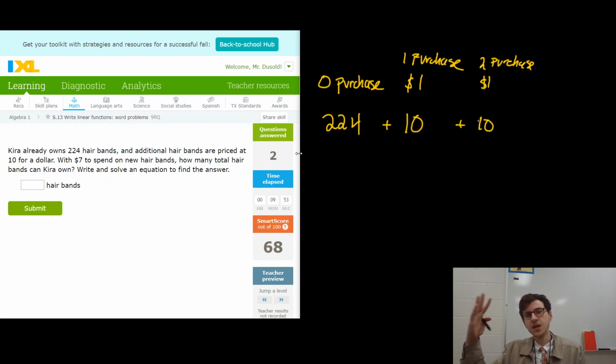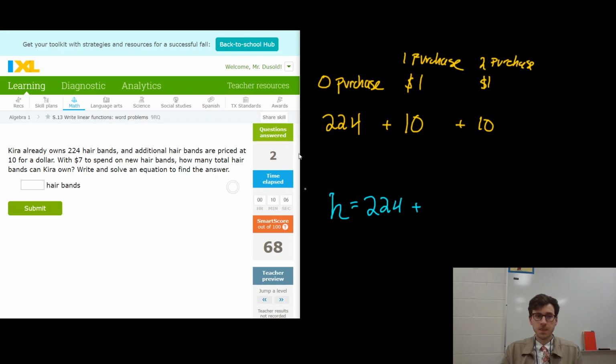So let's think of this just like we thought of the last equations. The total number of hairbands that Kira has, H, is equal to how many she has at the beginning, 224, plus 10, which is the number she can get with each purchase, times D, the number of purchases she can make.